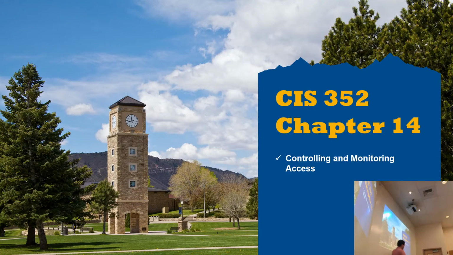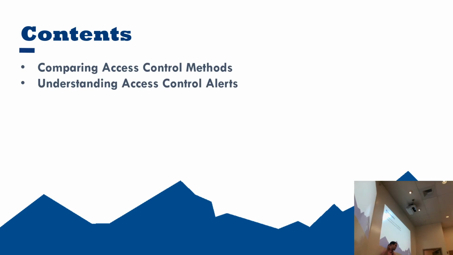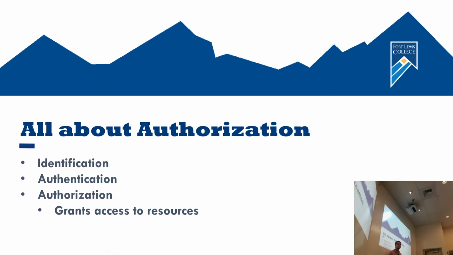So we're going to be going over Chapter 14 today. Chapter 14 is all about controlling and monitoring access. So it's a pretty short chapter, actually. There's about 2 sections in it. Technically 3, but one of them we already covered. So it's all about comparing access control methods, as well as understanding access control alerts.